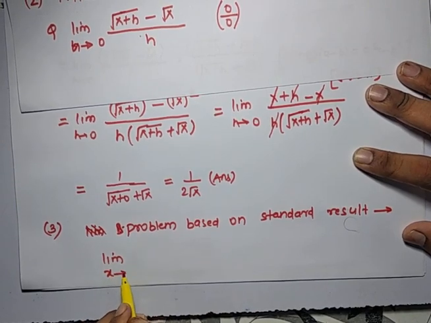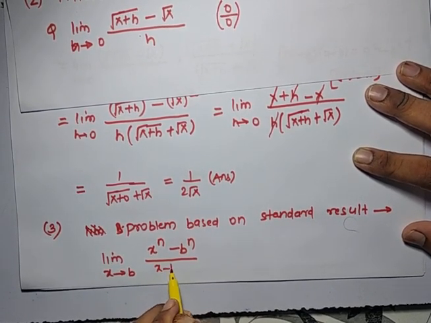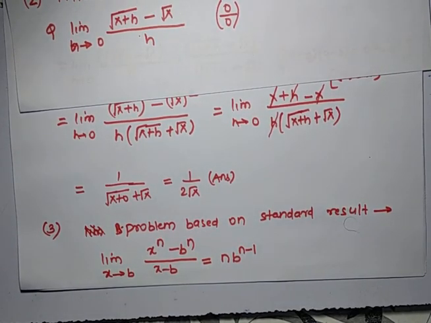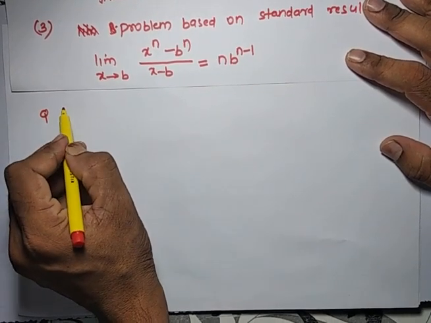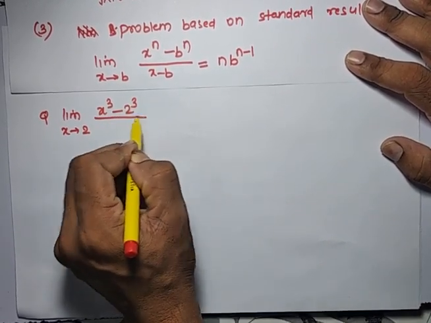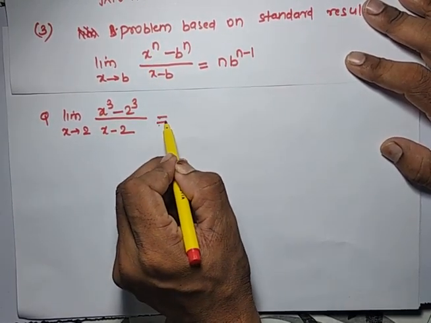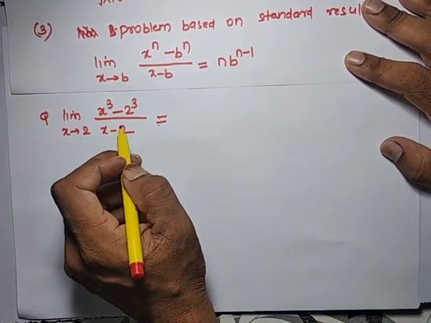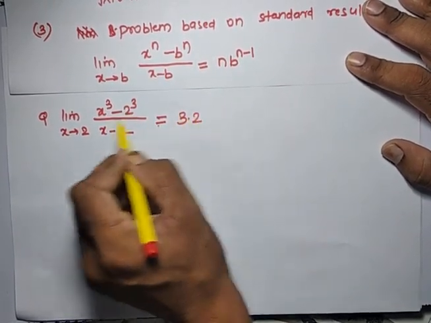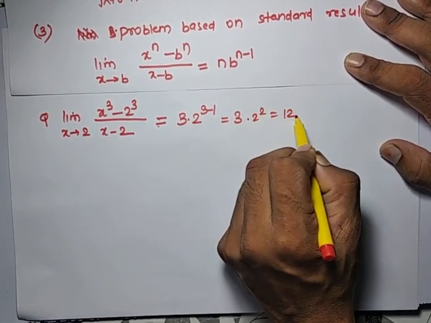Limit x tending to b, x to the power n minus b to the power n by x minus b, equals n b to the power n minus 1. For example, if the question is limit x tending to 2, x cube minus 2 to the power 3 by x minus 2, so here n equals 3. So what is the final answer of this problem? Here n equals 3, b is 2, so n into b to the power n minus 1, so 3 into 2 square, that is 12, my answer.